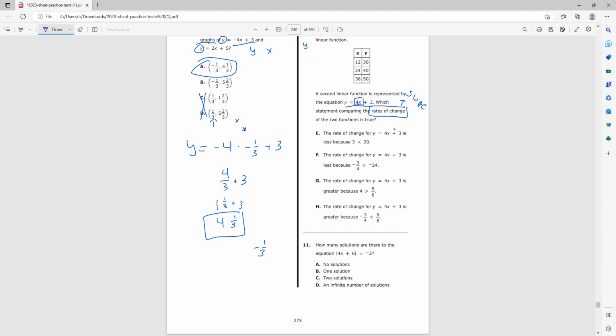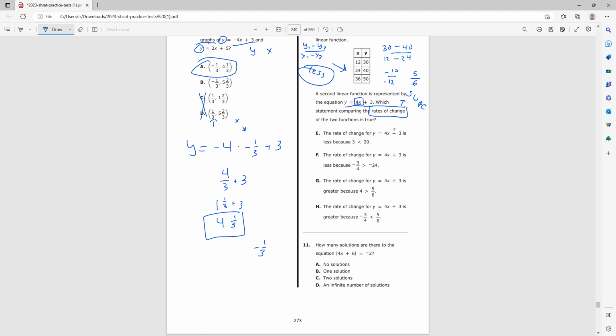We know that our slope is equal to y1 minus y2 over x1 minus x2. So let's just do that real quick. We can do 30 minus 40 over 12 minus 24. And we get negative 10 over, 12 minus 24 is negative 12. So our slope is going to have to be positive 5 over 6. So automatically the rate of change for this one is less.